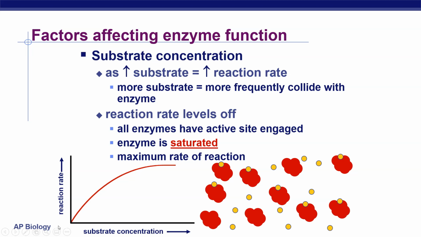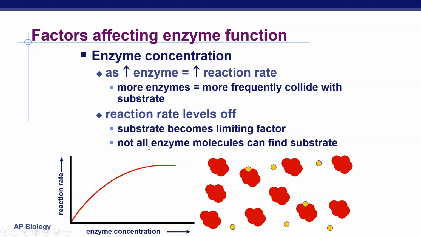Notice the reaction rate curve here in this slide and the previous one. They both level off once they hit that limiting factor, which is either the number of enzymes total or the amount of substrate.